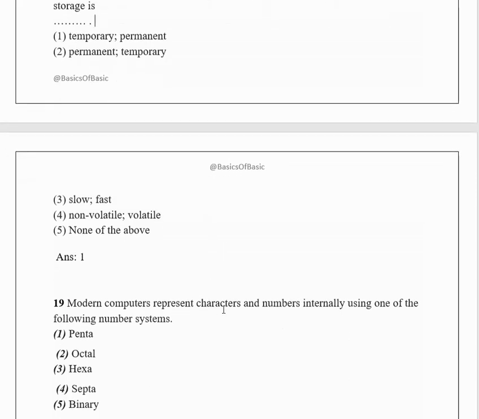Modern computers represent characters and numbers internally using one of the following number systems: penta, octal, hexa, septa, binary. You would know that the binary system means 0 and 1, only these two digits are used. Decimal means 0, 1, 2, 3 up to 9, and hexa is 0 to 15, where 0 to 9 will be there, then A, B, C, D start. If you need more information on this, I have created a separate video on this also. But here the question is which of the following modern computers represent. So modern computers represent binary.